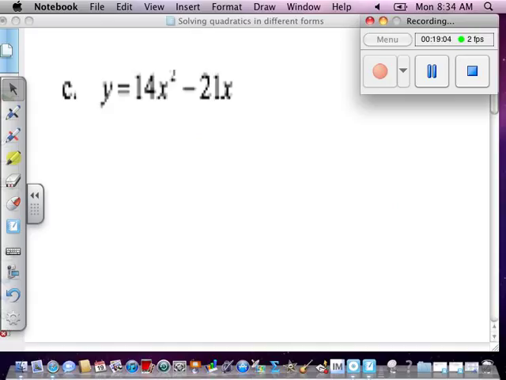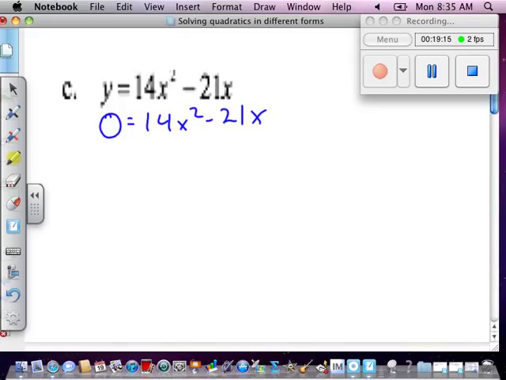All right, let's go over the answers. So the first thing we're going to do is set it equal to 0. The next thing I'm going to do is pull out what number? What goes into 14 and 21 evenly? 7. So I pull out a 7. And I pull out an x, because both of them have an x. 7x times what gives us 14x squared? 2x. 7x times what gives me negative 21x? Negative 3.